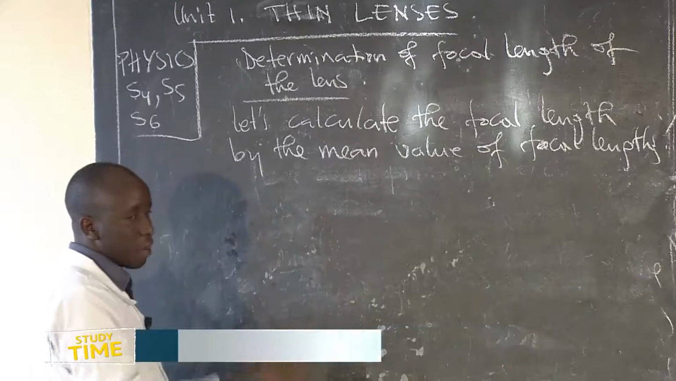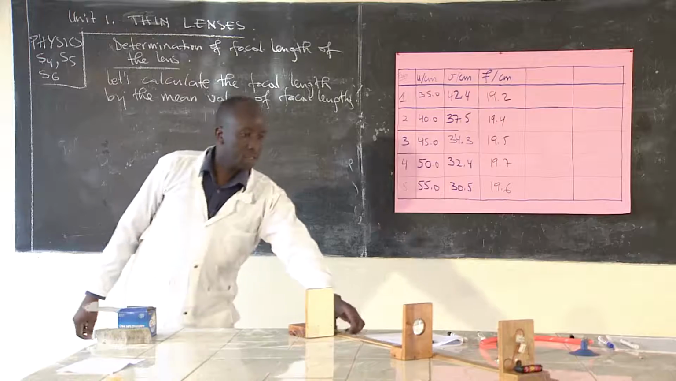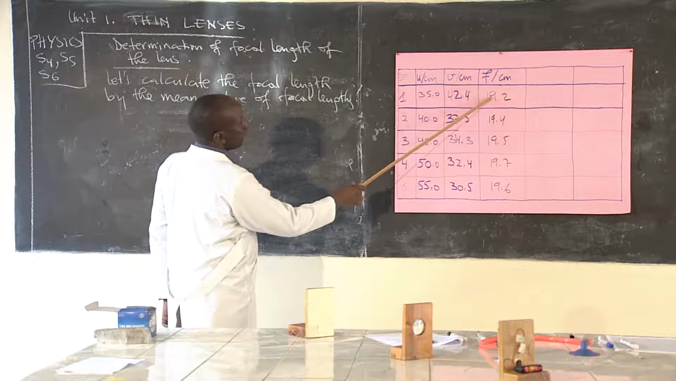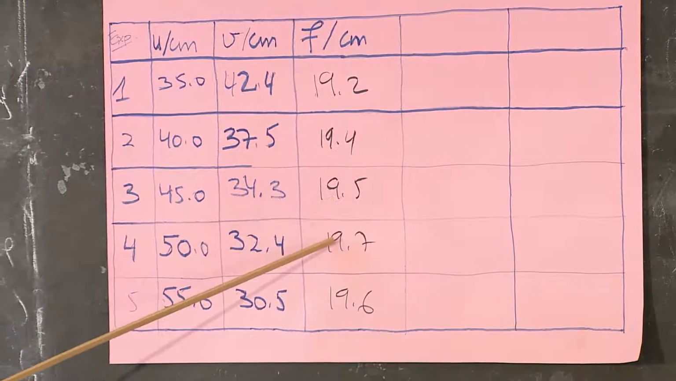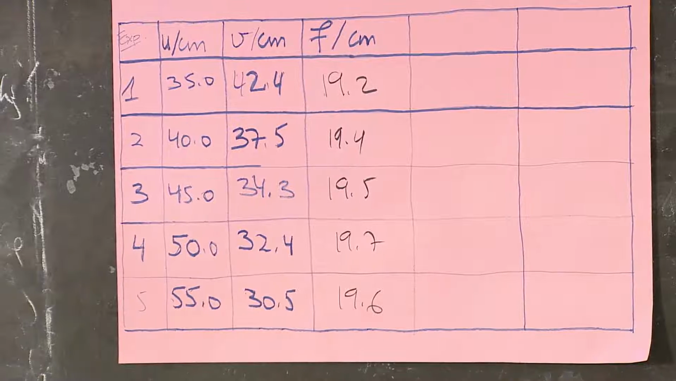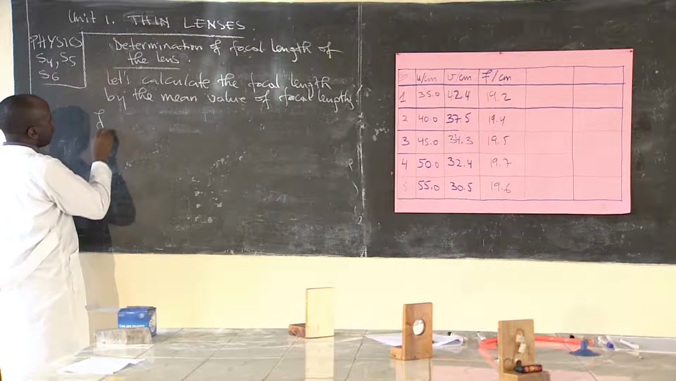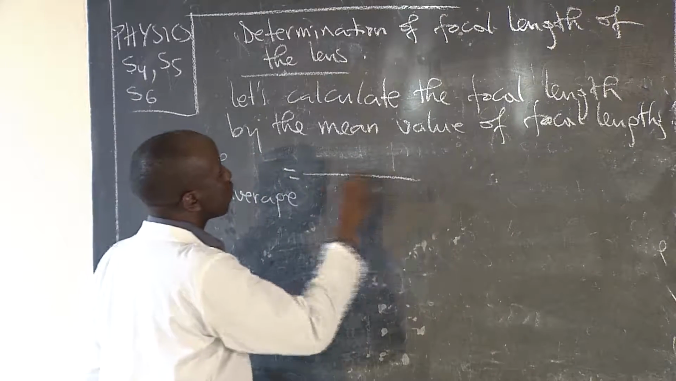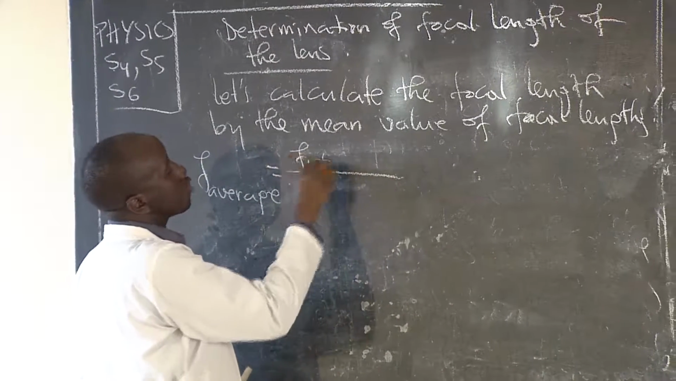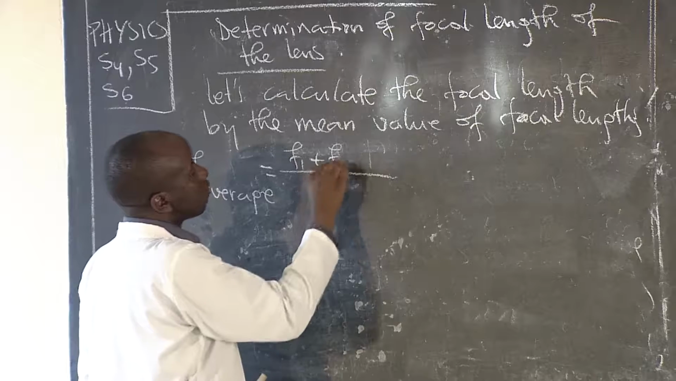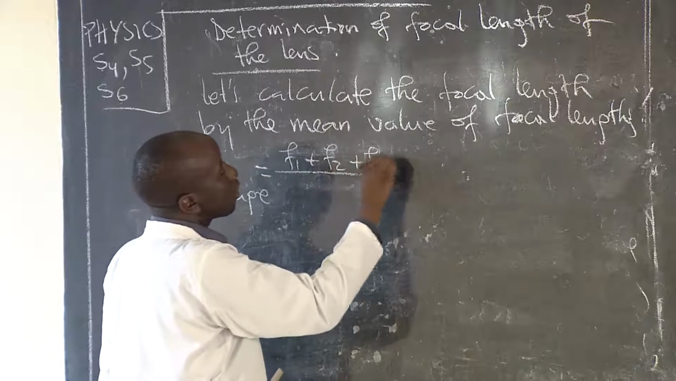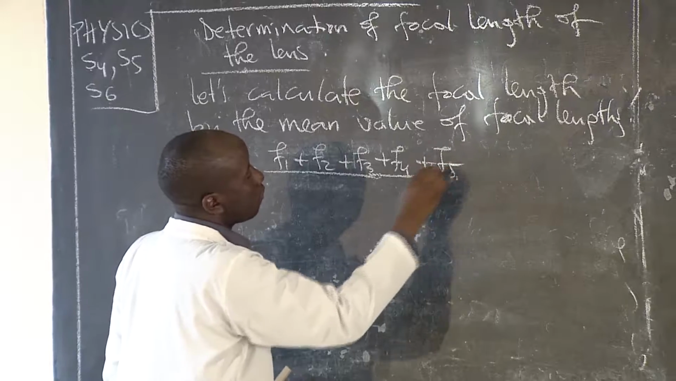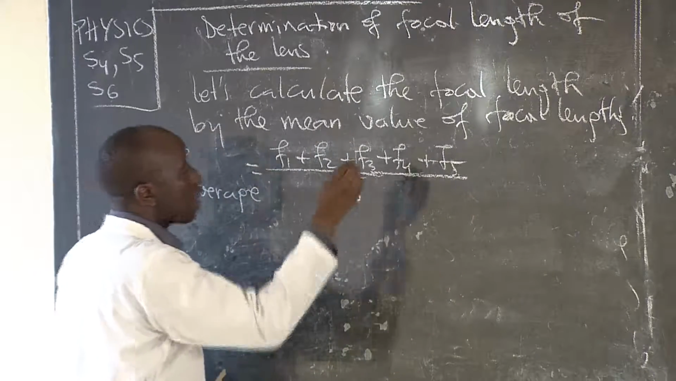So we have determined the 5 focal lengths. And what we have here is F1, and this is F2, F3, F4, F5. It means that to find F average, we have just to sum these, we add F1, F2, F3, F4 plus F5 over 5.